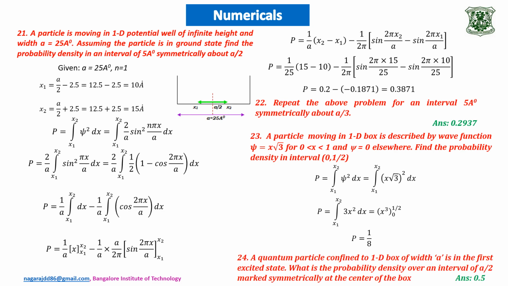Now I have come to the next question, again homework. A quantum particle confined to a one-dimensional box of width a is in the first excited state. That means n is equal to 2. What is the probability over an interval of a by 2 marked symmetrically at the center of the box? This is a very important question. It has appeared several times in VTU examination papers. Please do this problem on your own. Sufficient clue I have given in the previous problems. Based on that, try to solve this and get this answer.